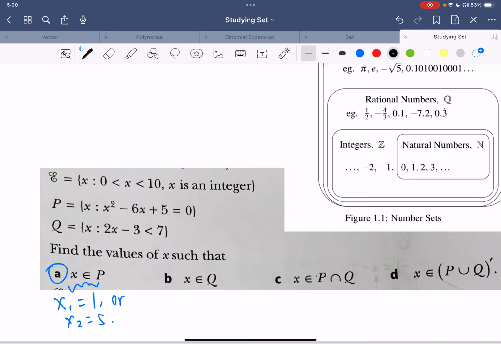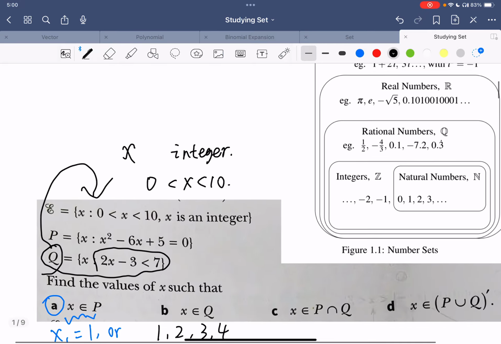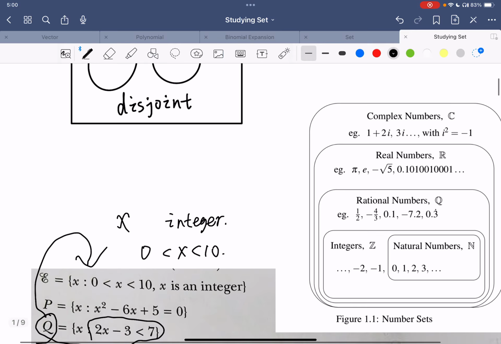So this only satisfies the set Q for this inequality. But the set Q also lies within this universal set. And the universal set says, firstly, x is an integer, and also 0 to 10 range. So the final answer is 1, 2, 3, 4, excluding the integer 1 and integer 5. Okay, so this is what we need to mention.